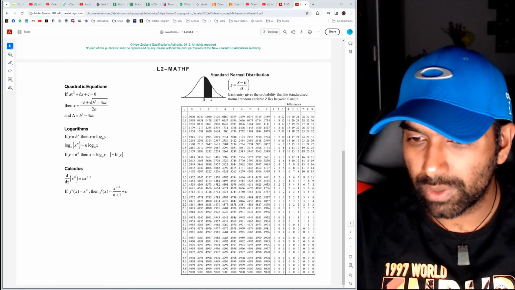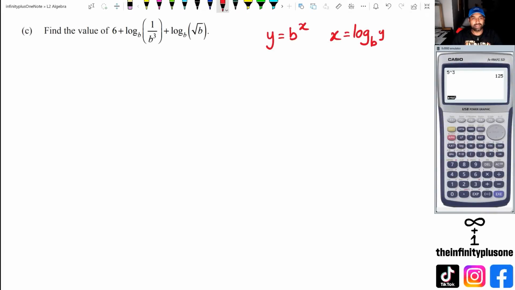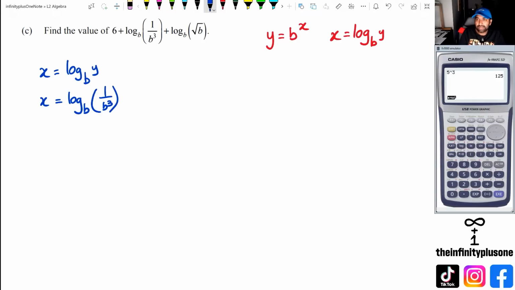Okay, so let's go back to the main one. I've copied that equation down here because I am going to use x equals log base b of y to figure out what this ugly looking thing in the middle is. So I'm going to take the first example, and I can write this as x equals log base b, and now instead of y, I've got 1 over b^3. That's it. I've done that part.